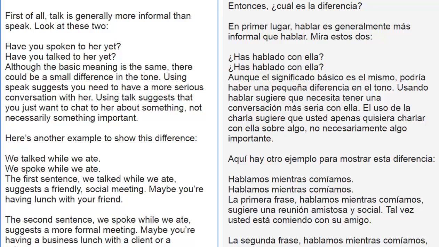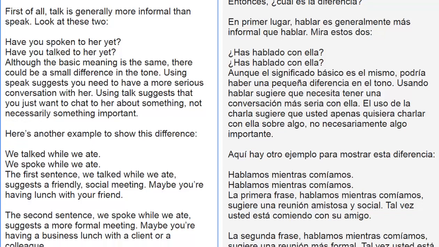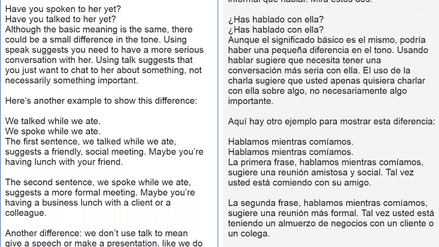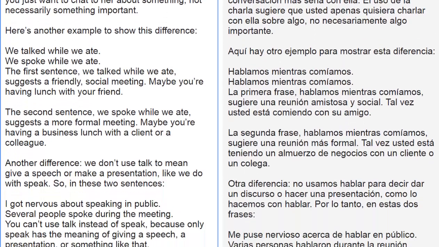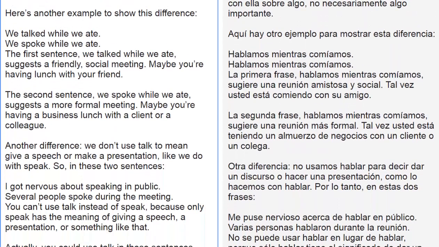Although the basic meaning is the same, there could be a small difference in the tone. Using speak suggests you need to have a more serious conversation with her. Using talk suggests that you just want to chat to her about something, not necessarily something important. Here's another example to show this difference. We talked while we ate. We spoke while we ate.